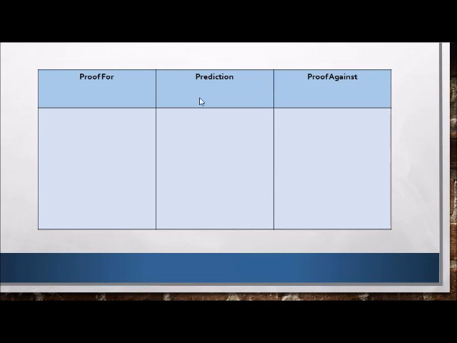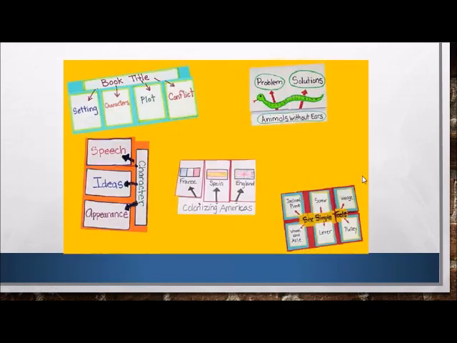And then this is just another idea. You're going to read a story and we look at the cover and we think about what the title is and we predict what the book would be about, what might happen in the book. And then as we read the book, we find proof for or proof against what our predictions were.